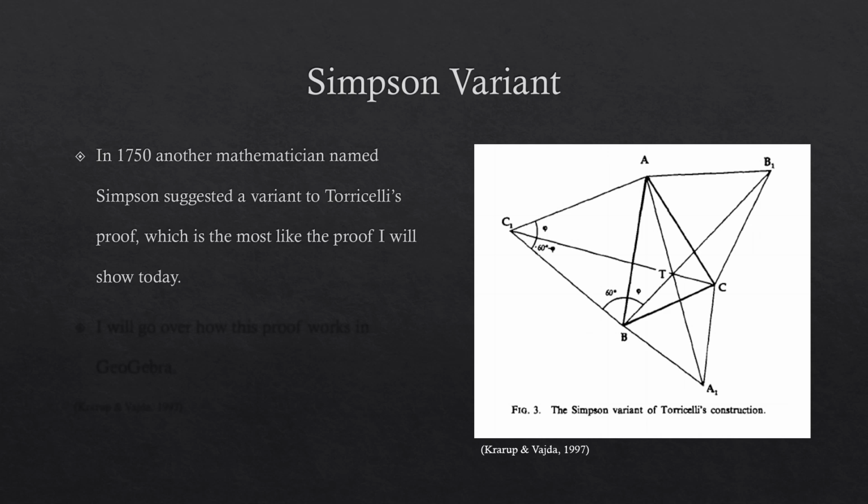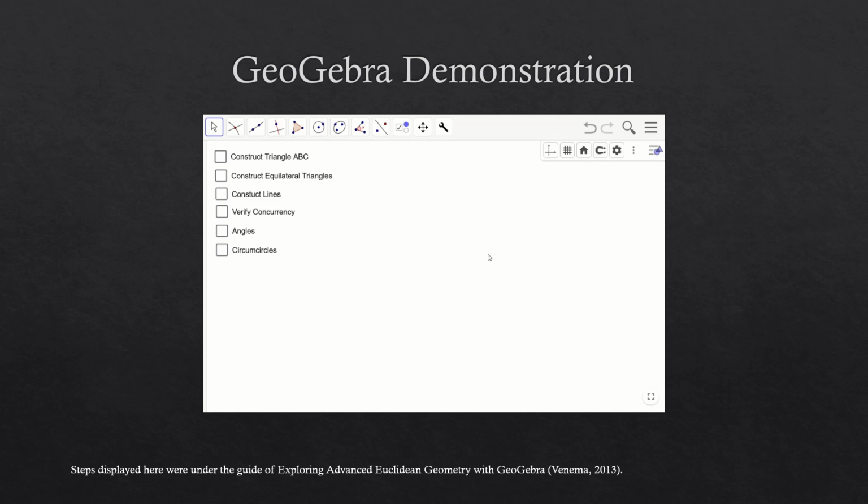In 1750, another mathematician named Simpson suggested a variant to Torricelli's proof, which is most like the proof I will show today. I'll go over how this proof works in GeoGebra. Hello and welcome to the GeoGebra portion of my video. I will show you how to construct the Torricelli point, as well as show you some interesting little factoids about the point.